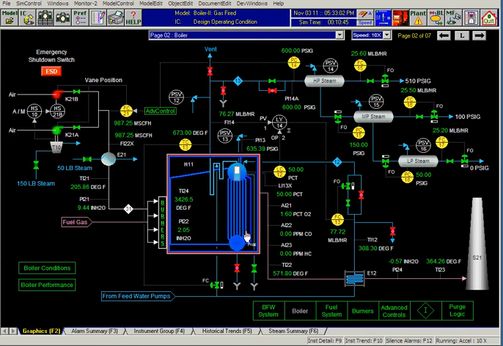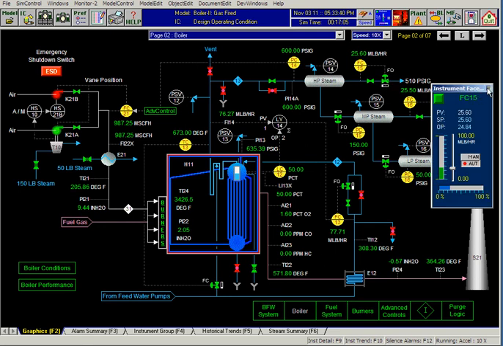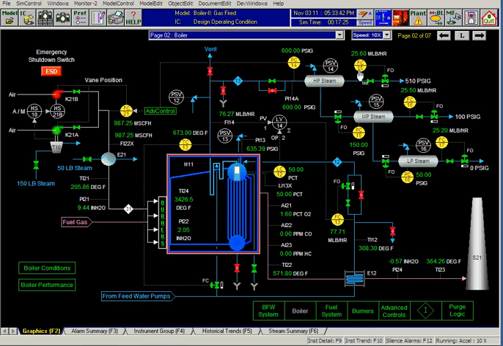Then from drum, we have downcomer, mud drum, water walls, and then saturated steam, primary superheater, we have a temperator, secondary superheater, and then the final steam temperature is controlled by controlling the water flow to the temperator. We have FD fan, air preheater, air going into the firebox. And then the steam goes to high pressure, medium pressure, low pressure steam headers. And we have letdown flows that control the respective steam headers.